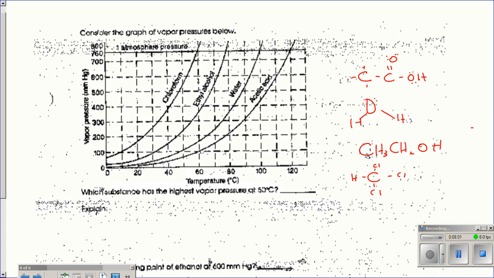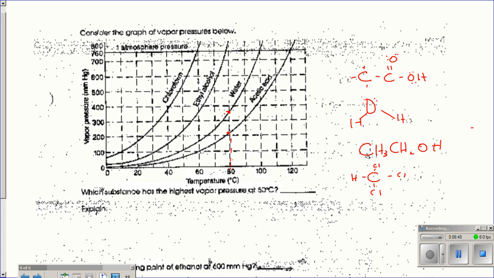So if we look at our vapor pressure here, we can see that the vapor pressure at 80 degrees Celsius for acetic acid is a little over 200. For water, it is a little over 300. And the vapor pressure for chloroform and ethanol at 80 are way up there.